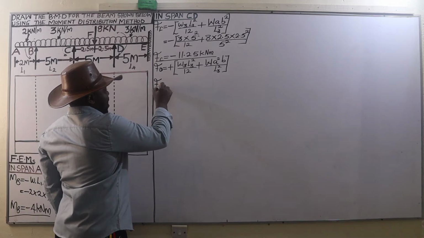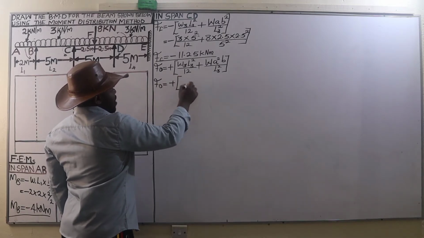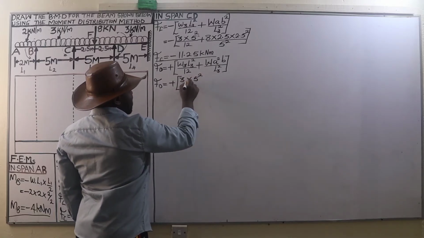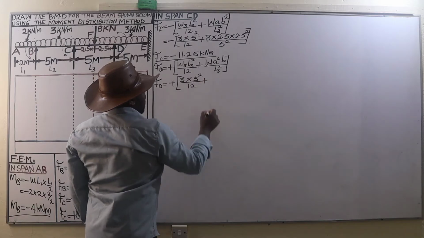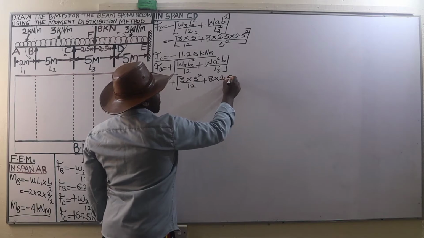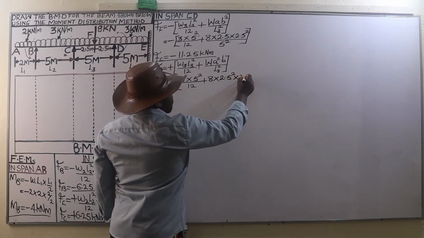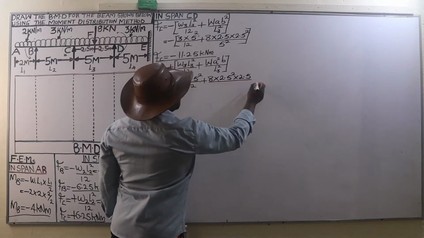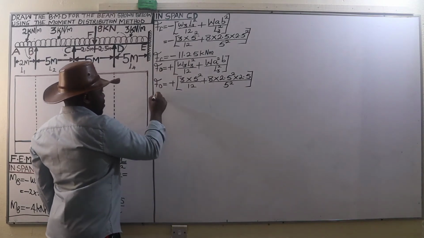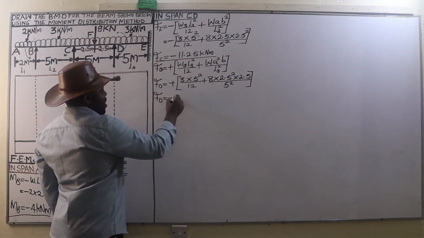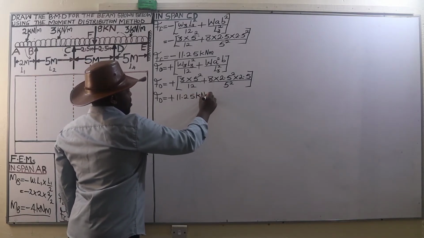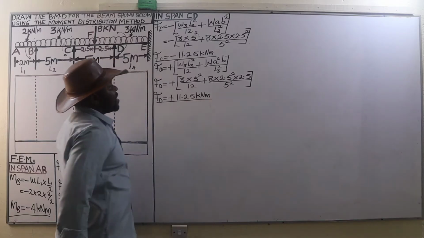So this is going to lead us to positive W3, 3 kilonewtons per meter, L3, 5, so that is 5 squared, divide this by 12. Then we add W, the point load, 8 kilonewtons, A, 2.5 squared, B, 2.5, divide this by L3 squared, which is 5 squared. And when we do so, we are going to get positive 11.25 kilonewton meters. So that is the fixed end moment at D.